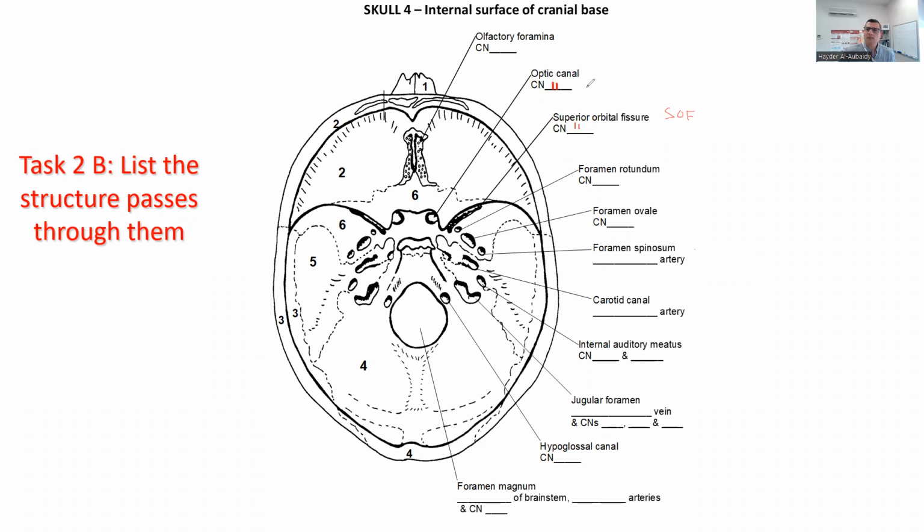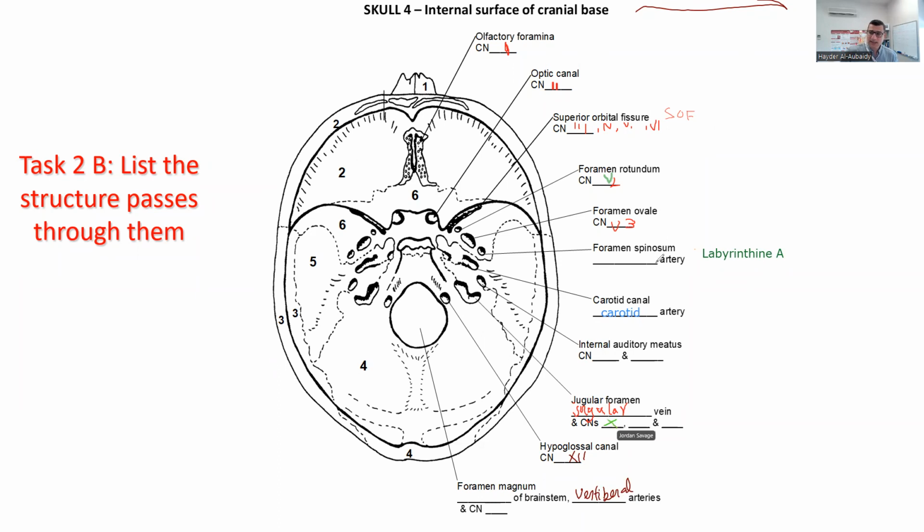Okay, so optic canal, cranial nerve 2. Olfactory foramina, cranial nerve 1 should be, because olfactory nerve. Okay, I'll remove mine so we can keep one at least. So olfactory foramina, cranial nerve 1; optic canal, cranial nerve 2; superior orbital fissure, cranial nerve 3, 4, V1. Thank you, Shuriti. And 6, beautiful. Foramen rotundum, V, and foramen ovale, V as well. But which branch? V2 and V3. Fantastic.